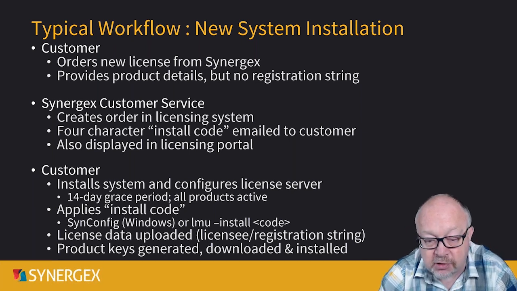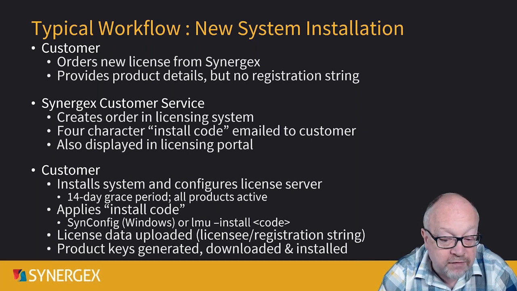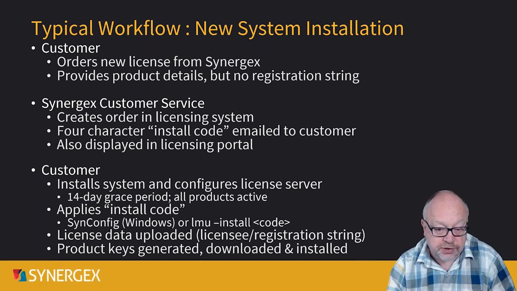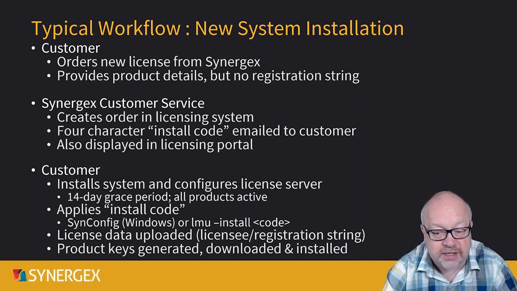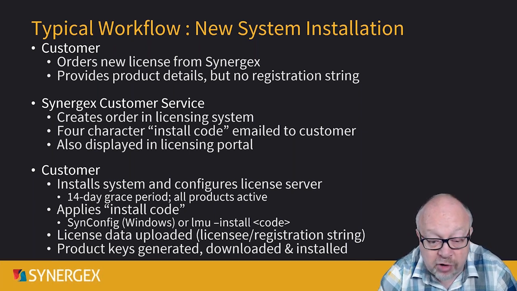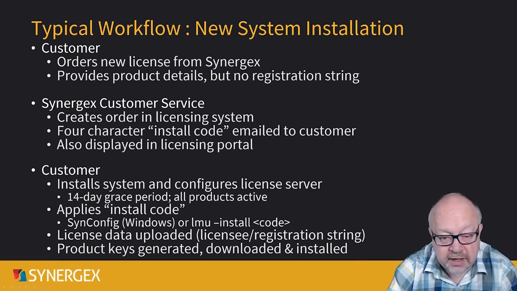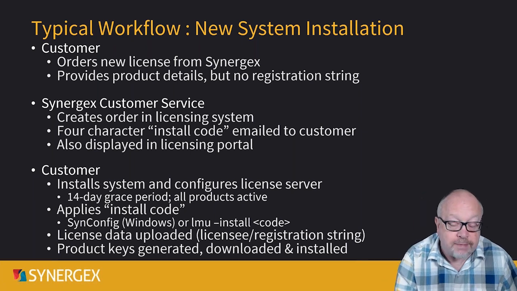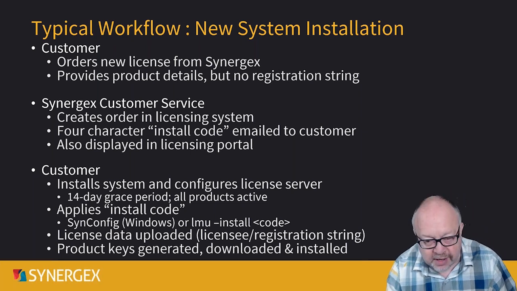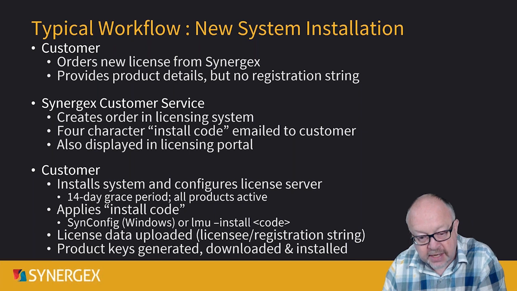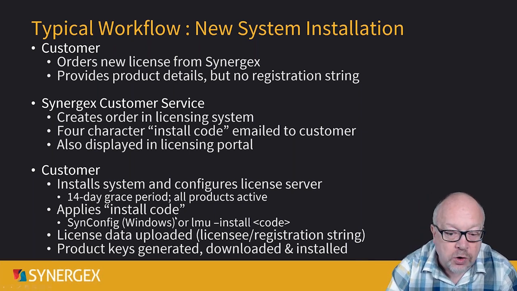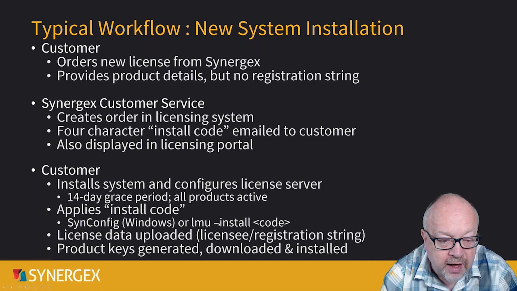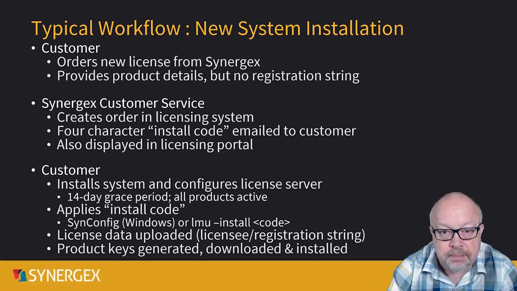It uploads the data of the license, so the licensee name and the registration string, in conjunction with the 4-digit authorization code, which is used to hook it up to a license that's waiting in the system on your account. And then product keys are generated, downloaded, and installed. So that single operation of using SynConfig or using LMU-install both provides the information to us that you used to manually have to provide, the licensee name and the registration string, and it downloads the keys and installs them for you. So that's all you need to do to get licensing fully configured and keys applied to that system.